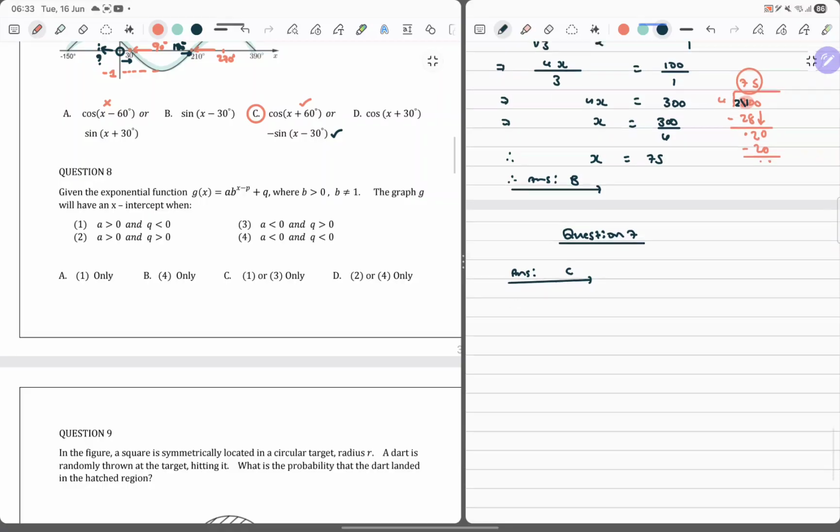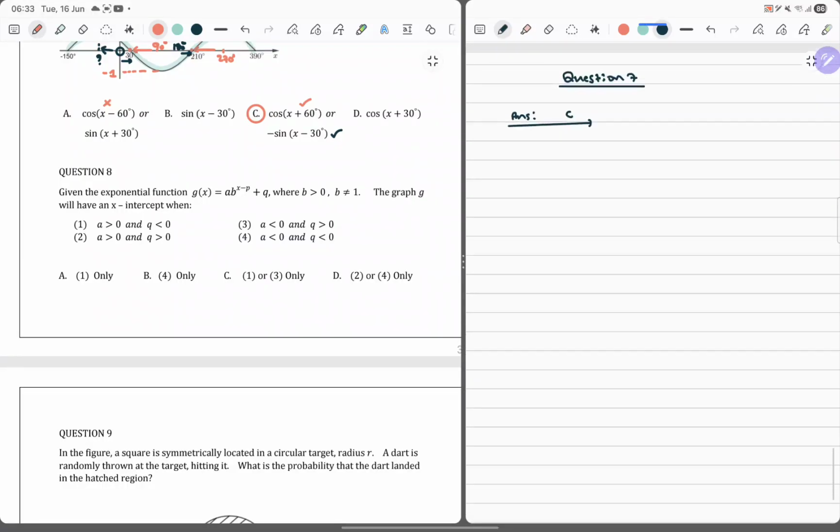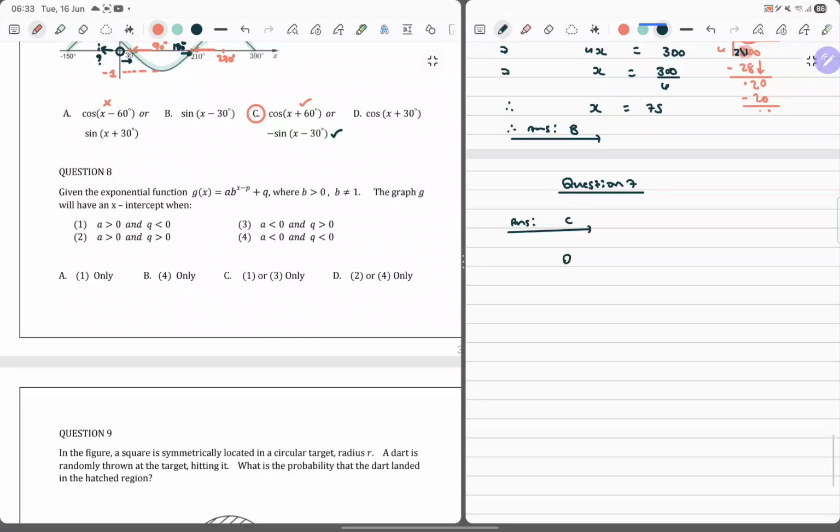Now let's look at question 8. Maybe we can squeeze it here. Yeah, there's still enough space here.